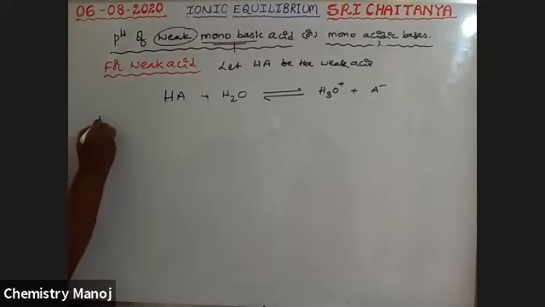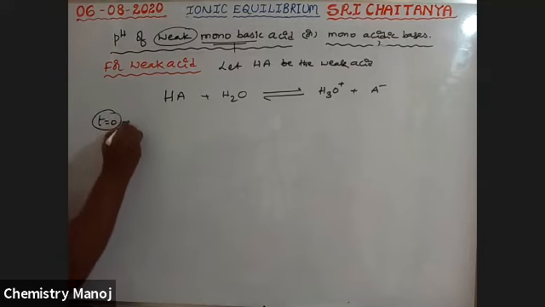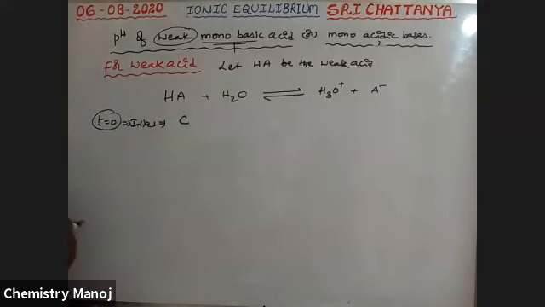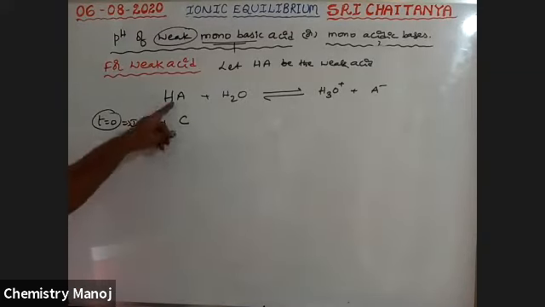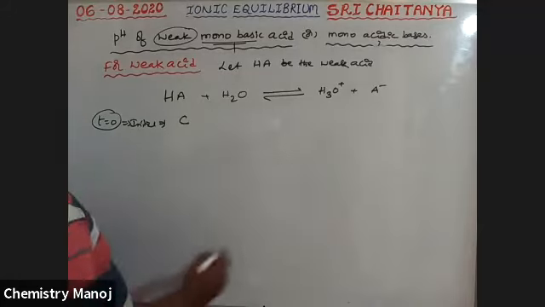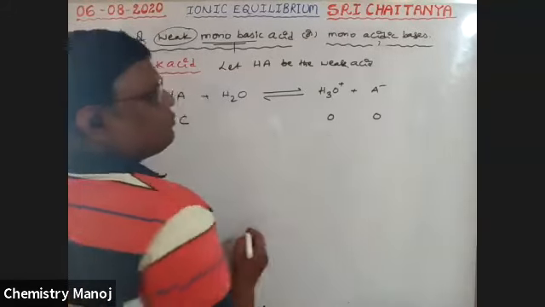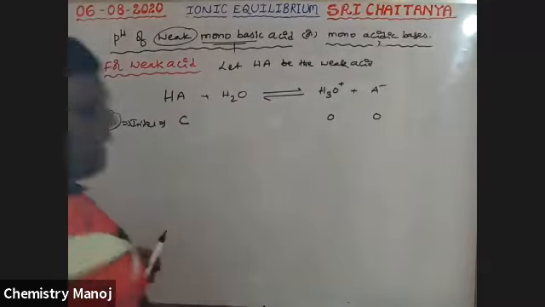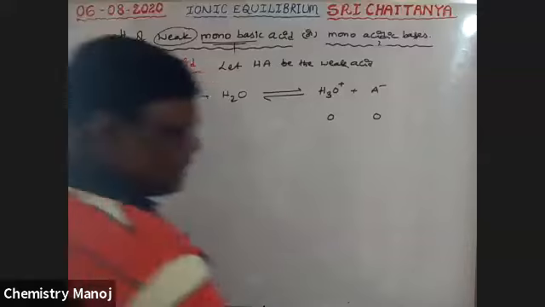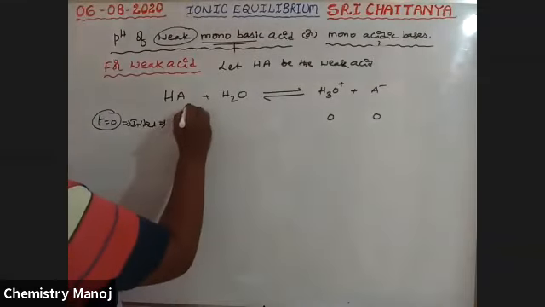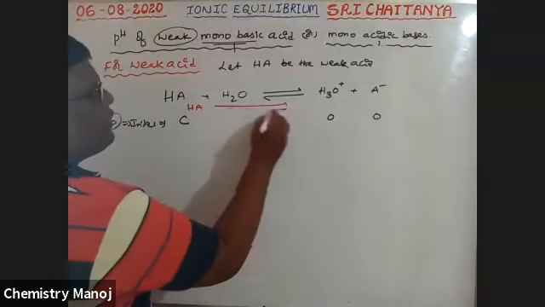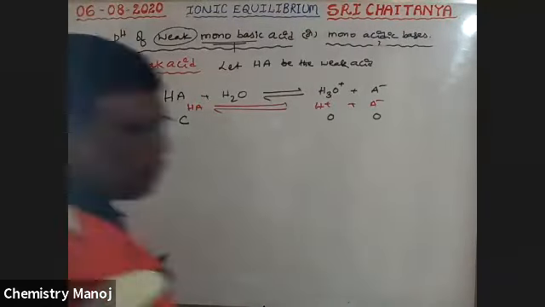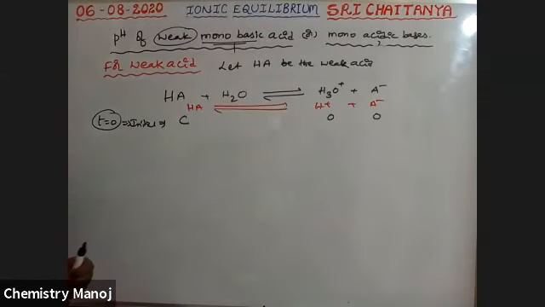So see here, at t equal to 0, that means the initial case, let C be the concentration of HA. We don't consider water, so these are 0 and 0. Sometimes this equation may also be written as HA in reversible equilibrium with H plus ion plus A minus ion. Both are the same, so don't consider that water also.